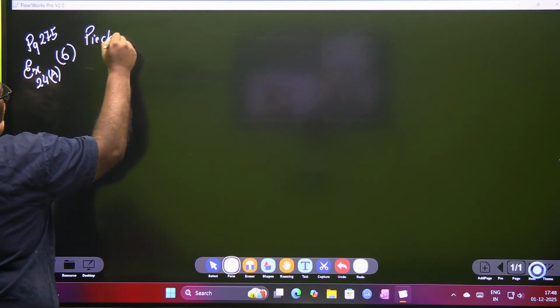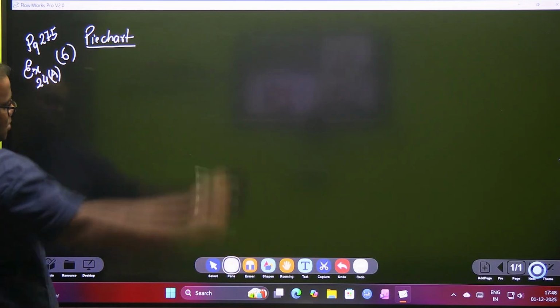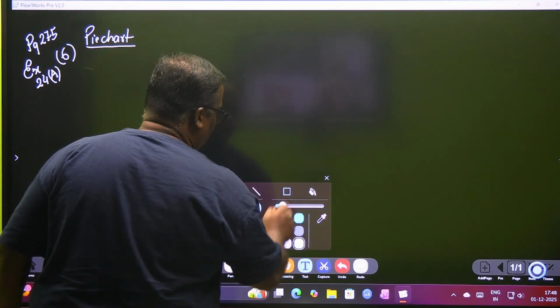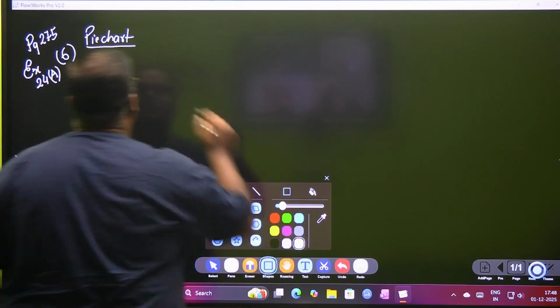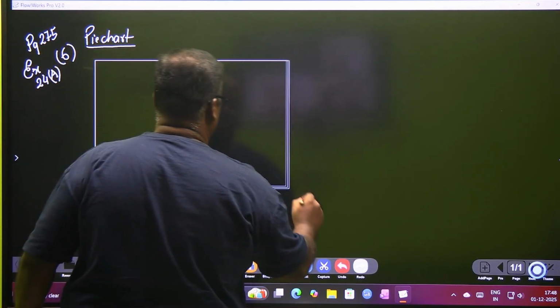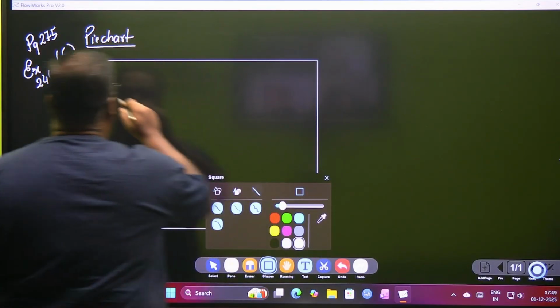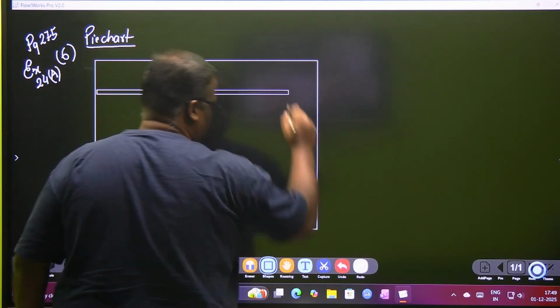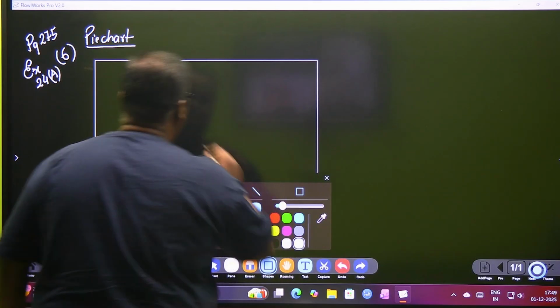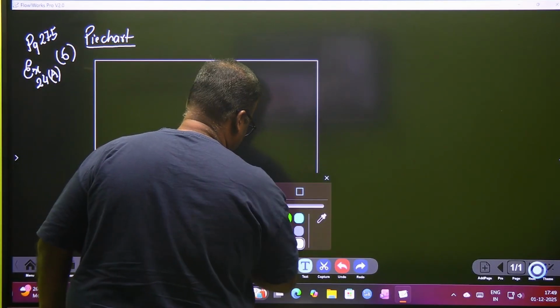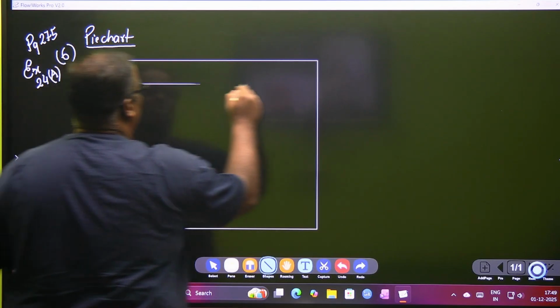It relates to a pie chart. And for a pie chart, what do we have to do? We have to construct what is known as a table so that we get the angles. So come, let's do our table first. Okay, so let's make our table and let's see what all heads we have.